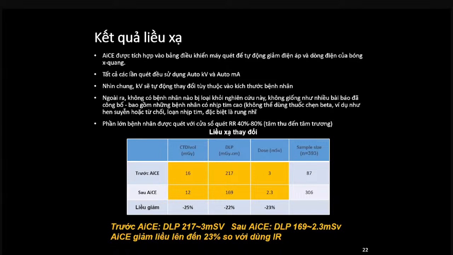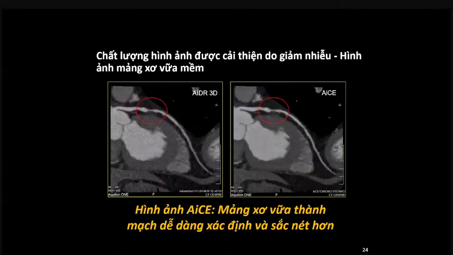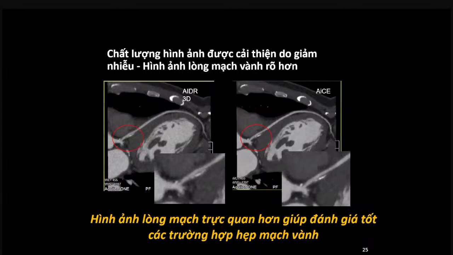With radiation dose, you can see that the dose was reduced by 23%. We also saw image quality improve due to reduced noise. Here you can see that the soft plaque is better seen with AICE with sharper vessel wall images. Similarly, here's another image. You can see the lumen much better of the LAD.